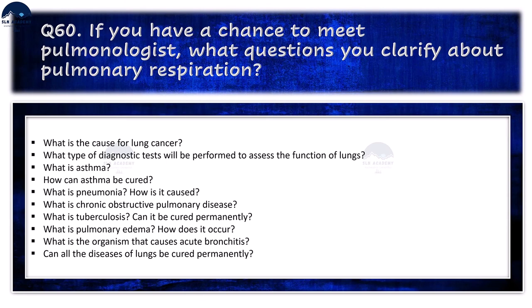What is chronic obstructive pulmonary disease? What is tuberculosis? Can it be cured permanently? What is the organism that causes acute bronchitis? Can all the diseases of lungs be cured permanently?